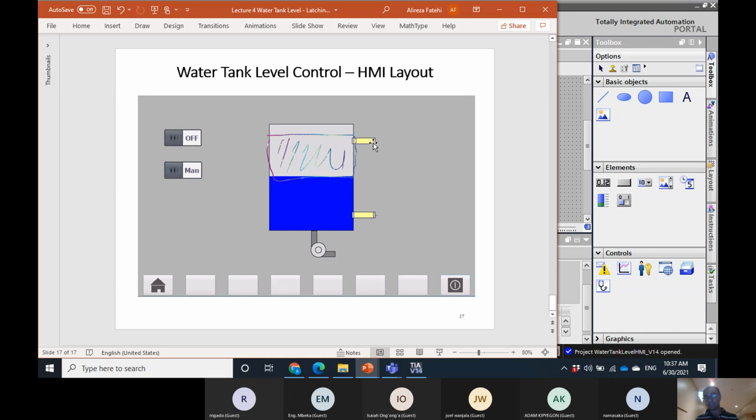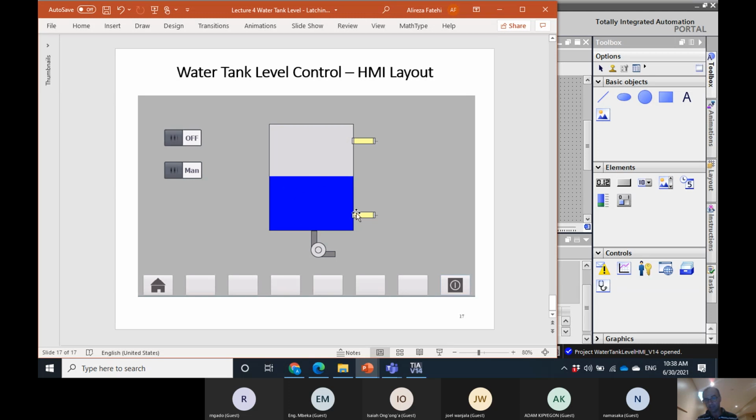But if the level is less than the high sensor switch, this is gray. In fact, there was a box here in the HMI, but we don't see it because it is gray. The color of that is the same as the background, and so we don't see it.